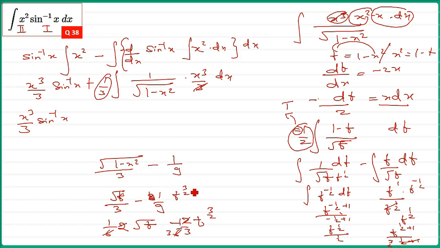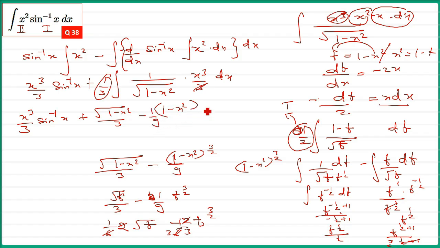T raised 3 by 2 will be what? So t is 1 minus x square, so 1 minus x square to the power 3 by 2. Keep it like this. Don't worry about any simplification here. So these two terms are to be appended after this term and that will be your final result. So let me write it: under root 1 minus x square by 3 minus 1 minus x square divided by 9, and this 1 minus x square has a power 3 by 2, plus constant of integration. It's your final result.